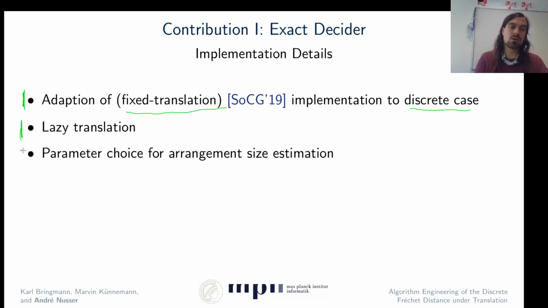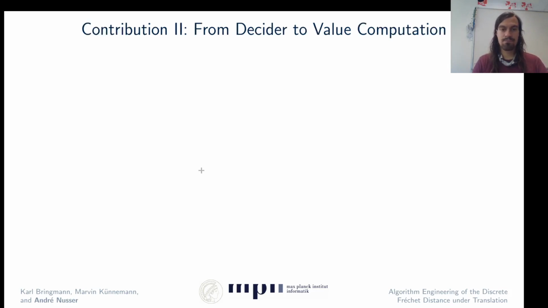And then we also need to think about the parameter choice for the arrangement size estimation. As I already said, this we do empirically, and this offers quite some interesting future work, how one best chooses this parameter. And the estimation, by the way, we do just by looking at how many circles intersect this box, and then we can give an upper bound on the arrangement size.